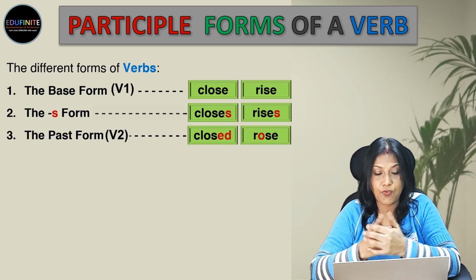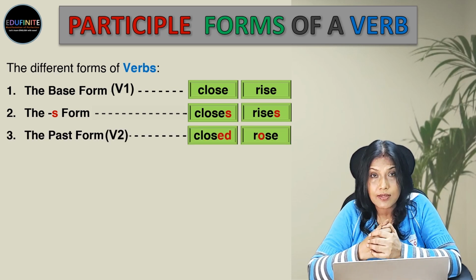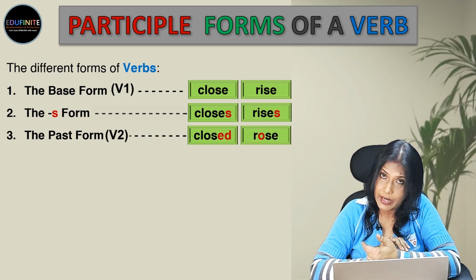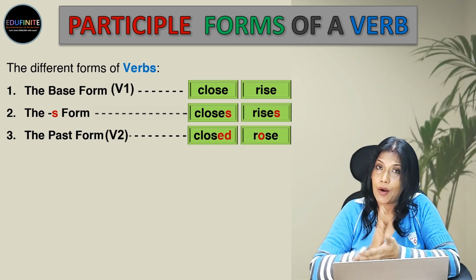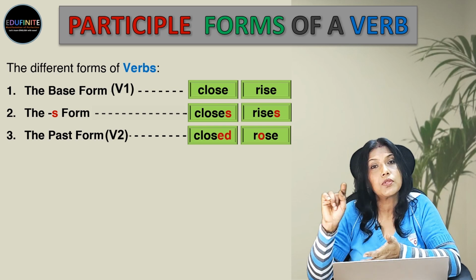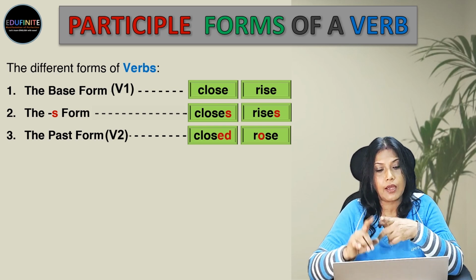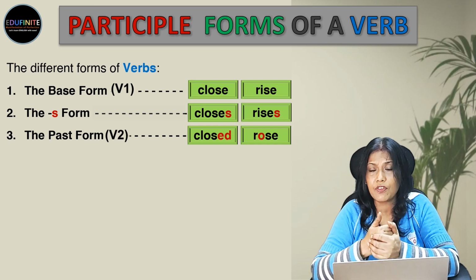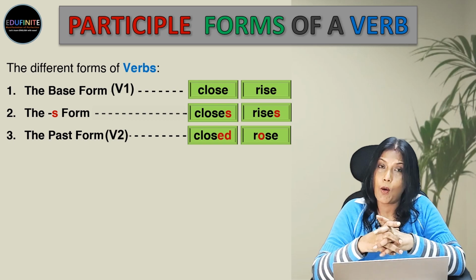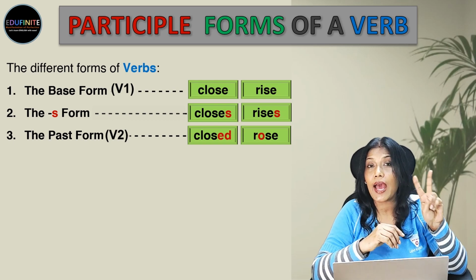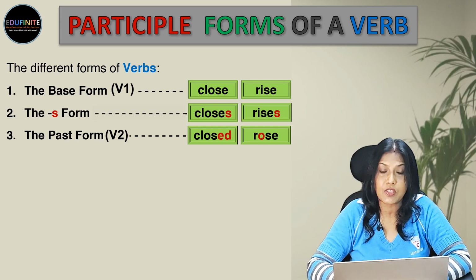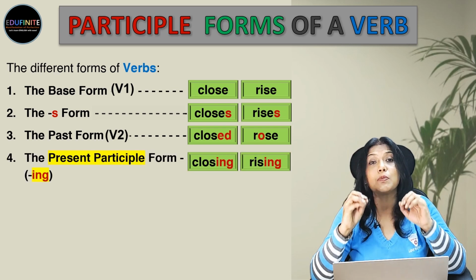Okay, now the past form, when we use it in the simple past sentences, it's ed for a regular verb. Since close is a regular verb, it's closed, and rise is an irregular verb, so it's rose, rise, rose, risen. So these are the three forms. And close is of course a regular verb, so it will be close, closed, closed, the three forms of the verb. Okay, now this form of the verb is known as the V2 form of the verb, or the second form of the verb. Now after the past form, we come to the present participle form.